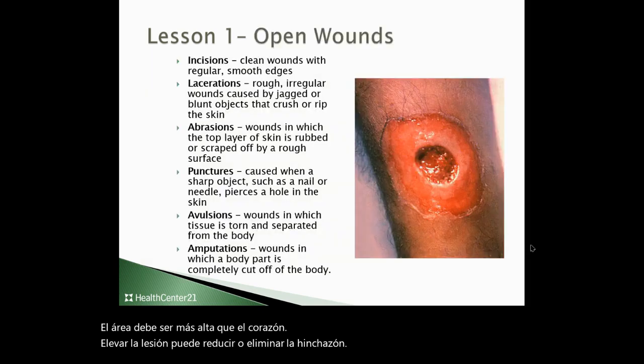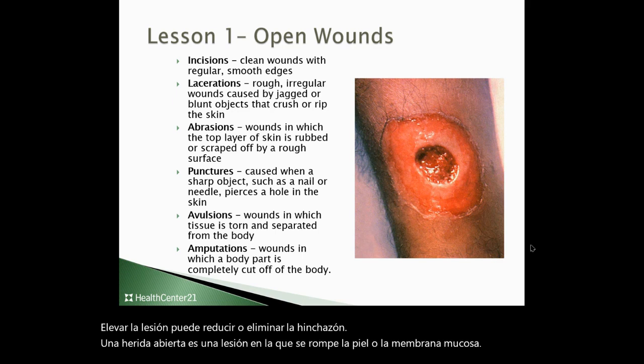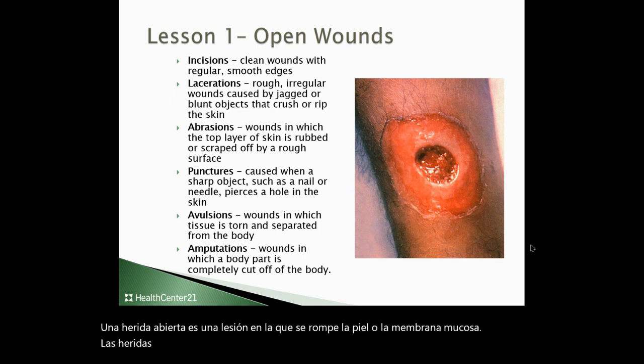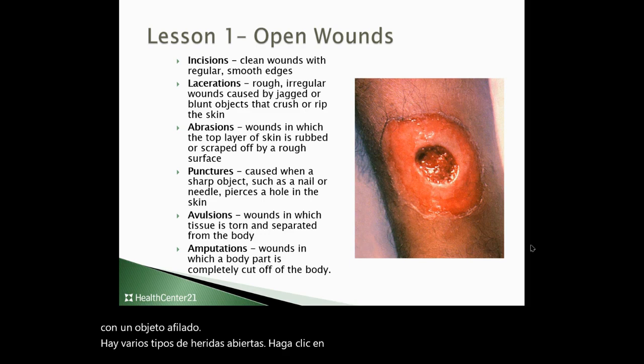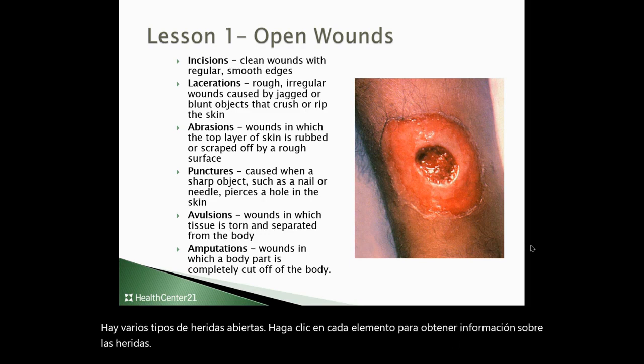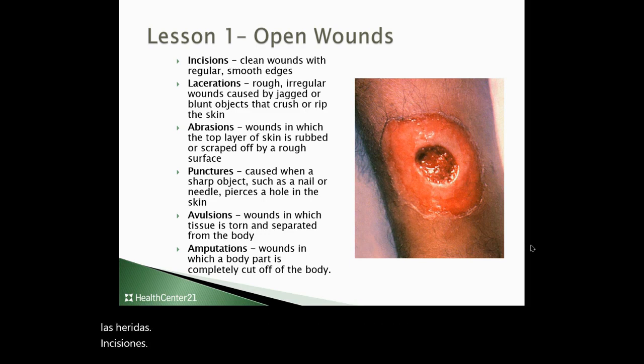Open wounds. An open wound is an injury where the skin or mucous membrane is broken. Open wounds can be caused by a fall or when the body comes in contact with a sharp object. There are several types of open wounds. Click on each item to learn about wounds. Incisions, lacerations, abrasions, punctures, avulsions, amputations.